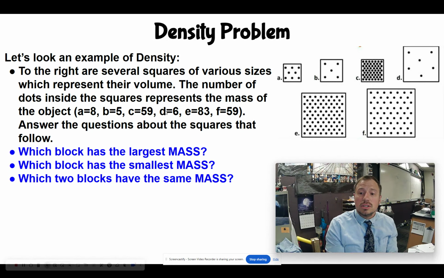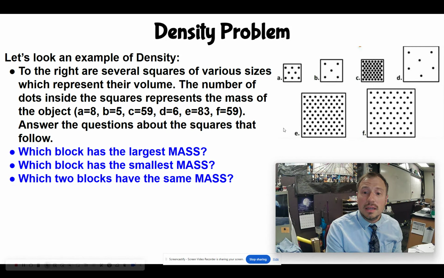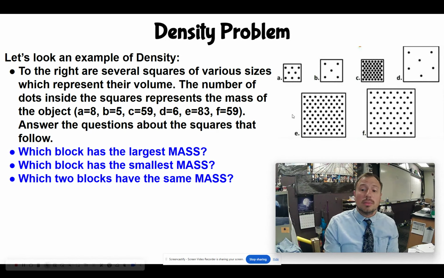So these are questions that we should be able to answer if we're looking at the mass. Which one has the largest mass? Well, I count up all the dots, and the one that has the most is going to have the largest mass. And you can see that will be E. That's going to have the largest. If I put it on a digital balance, that would say the most out of all of them. And which one has the smallest mass? Well, that's going to be B, because it has the least amount of dots, the least amount of matter.